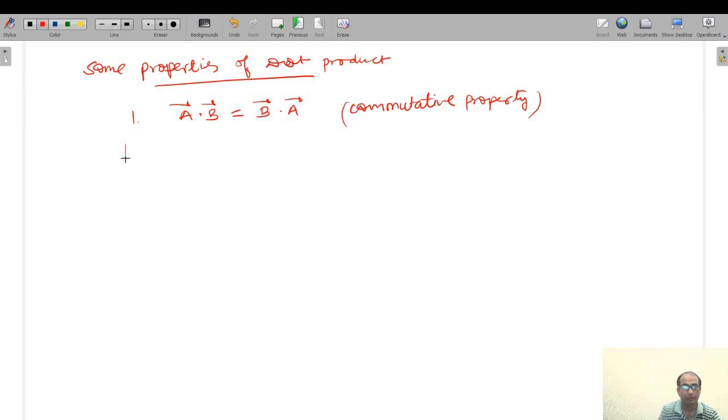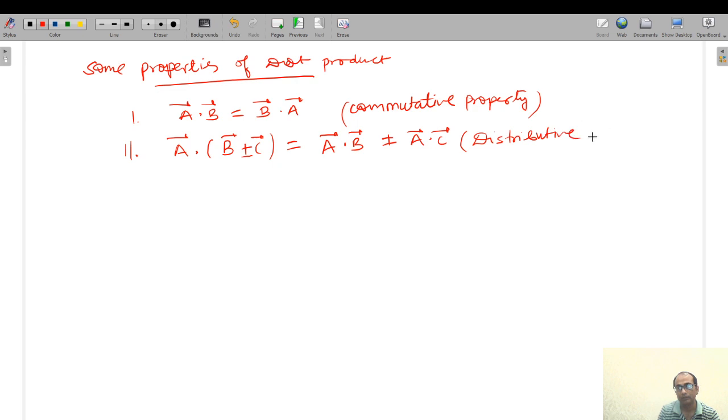Fine. Then distributive property: A dot (B plus C). Suppose we are having this B plus C or B minus C, it can be anything. So that is given by A dot B plus or minus A dot C. And you know this is called what? Distributive property.